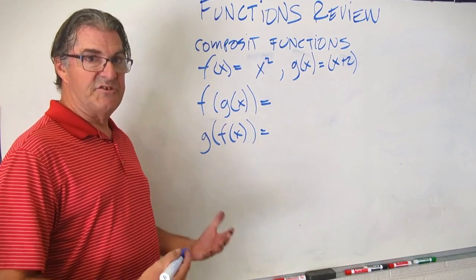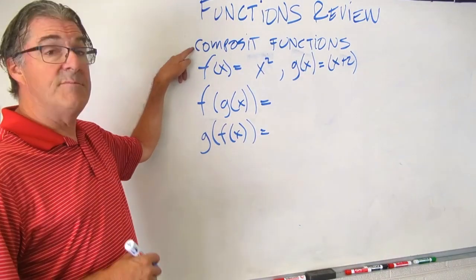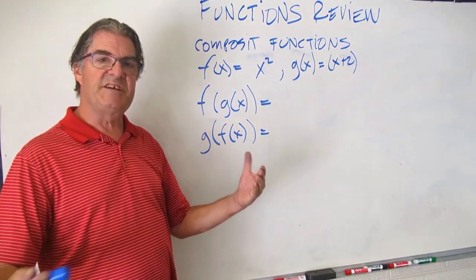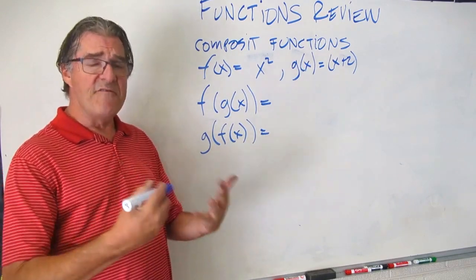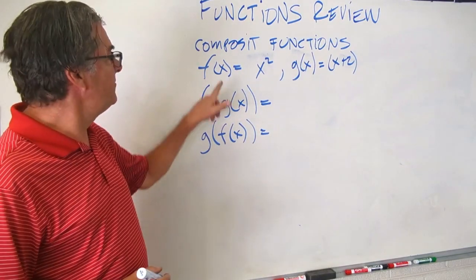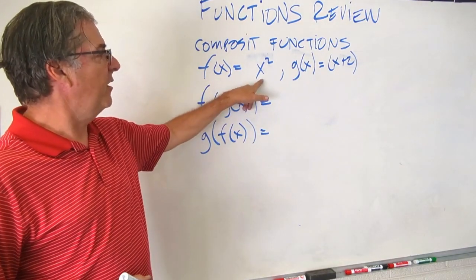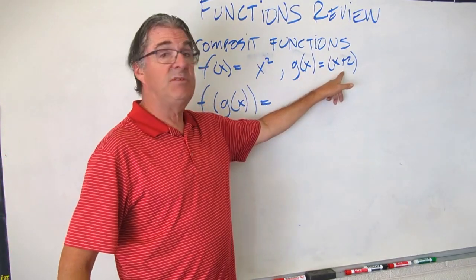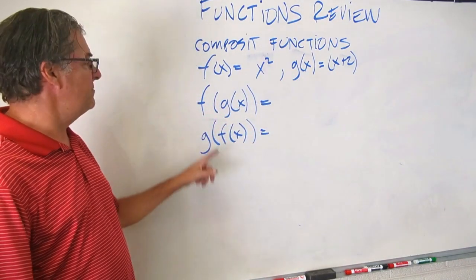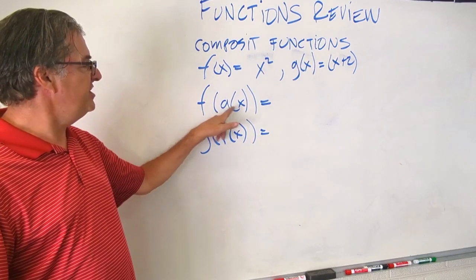Our next exercise dealt with what we call composite functions. This is where we take two functions and we kind of make one function out of them. So for example, if f of x is x squared and g of x is x plus 2, I'm going to ask you two questions about that. What is f of g of x?